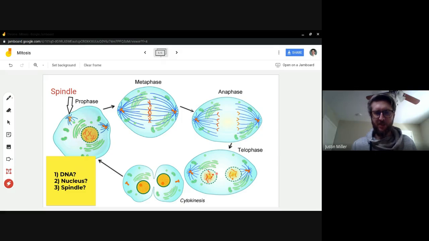In telophase, we have one full set of DNA on each side of the cell. The nucleus starts to reappear, and the spindle fibers start to disappear. And then in cytokinesis, that's like the actual cutting apart of the two cells to separate them into two separate cells instead of one big cell.